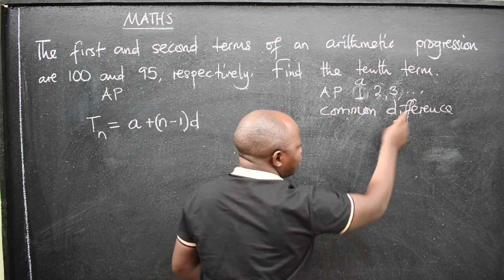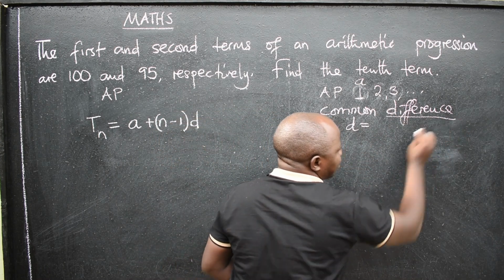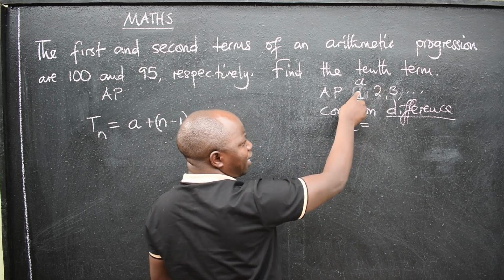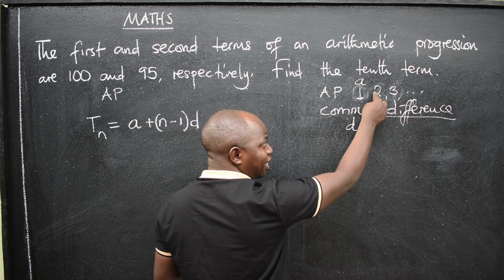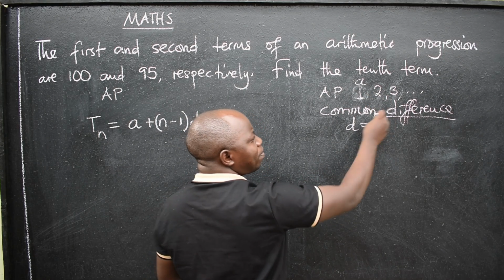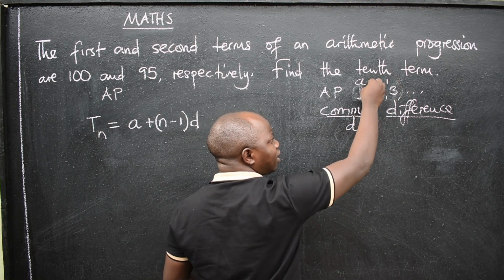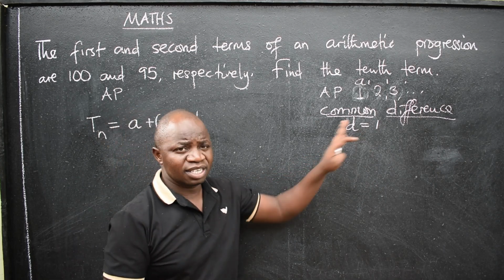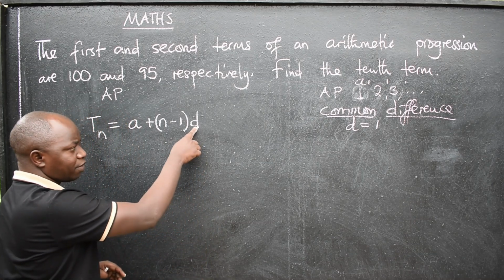Now to find common difference D, you should always subtract. What should you subtract? Second term minus first term. So it's 2 minus 1. That would be 1. It should be common. 3 minus 2, 1. Just like that. That is where we find D. Always subtract.